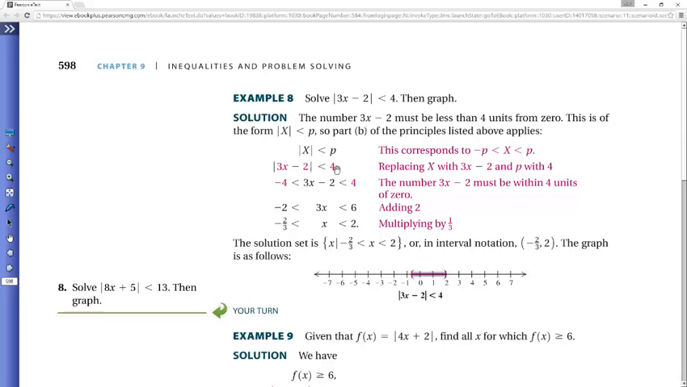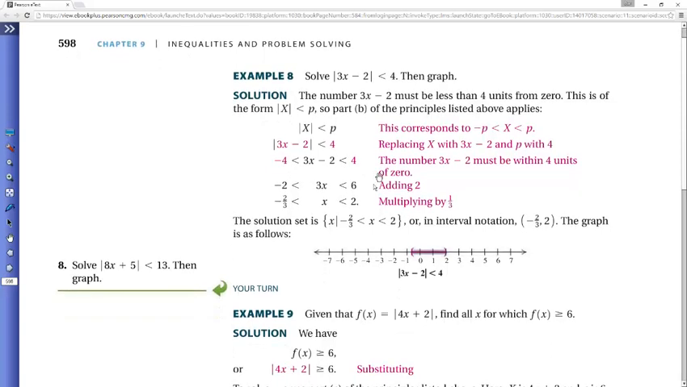So they go from here and they take that p-value, they put its opposite here and its actual value here. This is an and statement in itself, right? I could also write this as negative 4 is less than 3x minus 2 as a separate deal, and then write a different one as 3x minus 2 is less than 4. Well, if you get used to this notation, I can solve basically both equations at the same time.